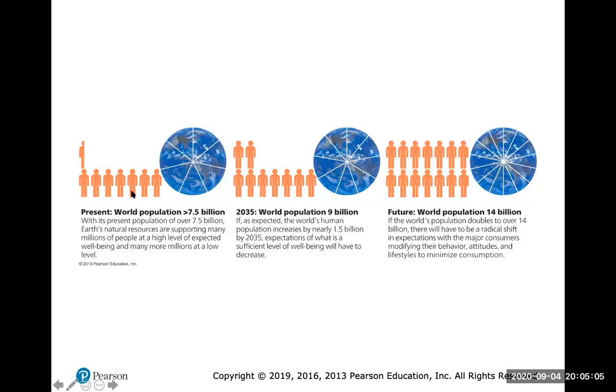Here's again a look at the present. The world population is greater than 7.5 billion. By 2035, the world population will be about 9 billion. And in the future, the world population could be about 14 billion if no changes in lifestyles or behavior are taken.